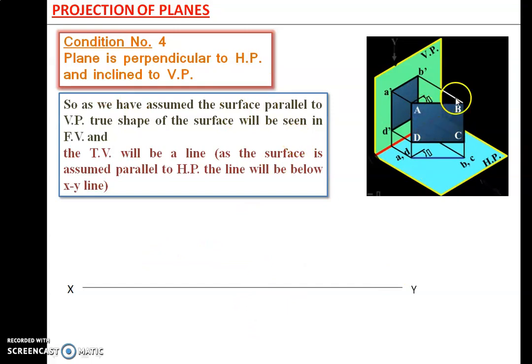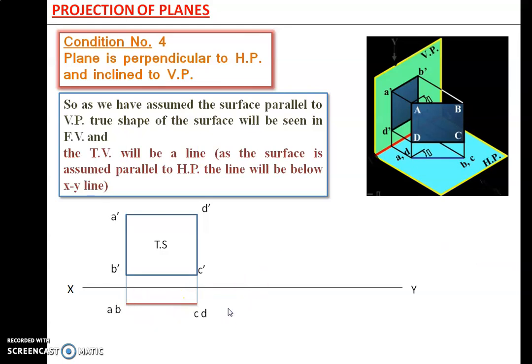So we have assumed that the surface of the square plate is parallel to VP. So the true shape will be seen in front view, and top view will be a line below XY line. So this is the square. Now as here you can see, one side is parallel, we have kept one side of the square on our left side. Give the names A, B, C, D, then projected in the top view. This will be, top view will be a line as thickness is negligible.